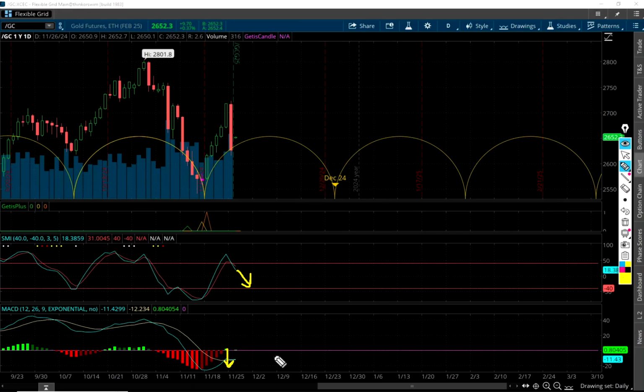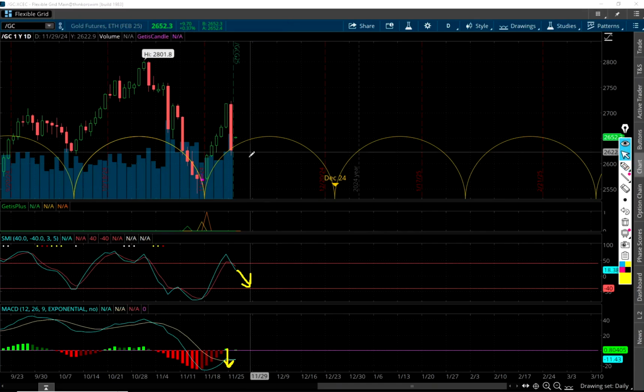Gold, I might even short gold if I can afford the micro. There's an MGC. I might short it tonight. I'll take a close look at this. But this looks like a short to me.